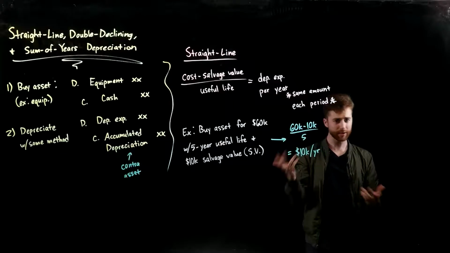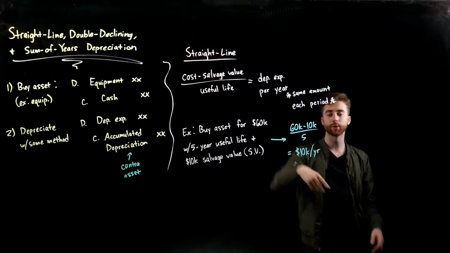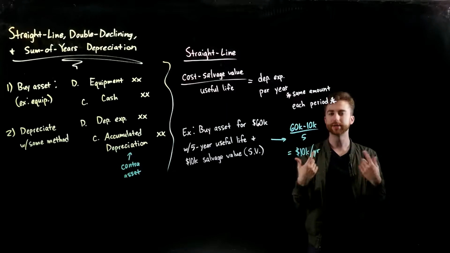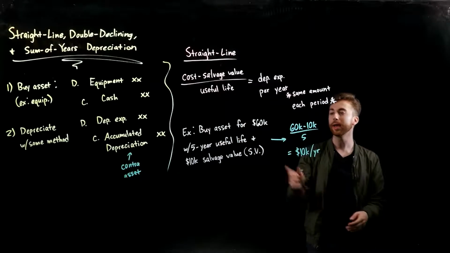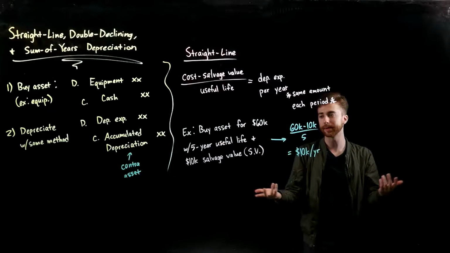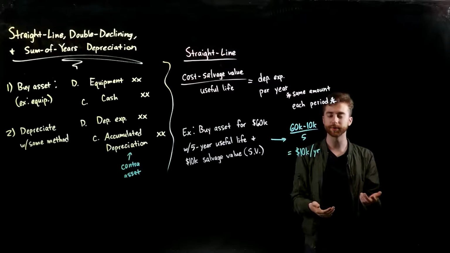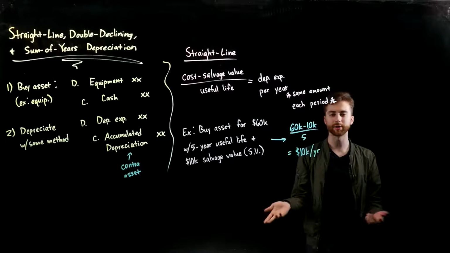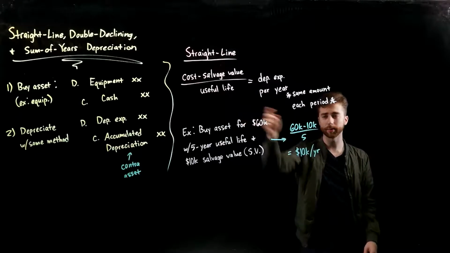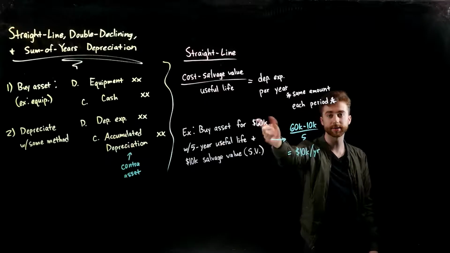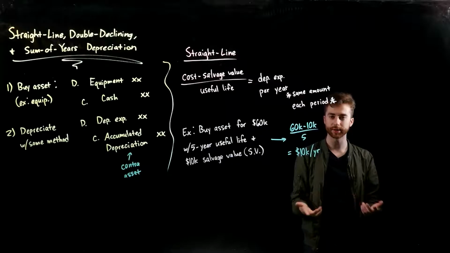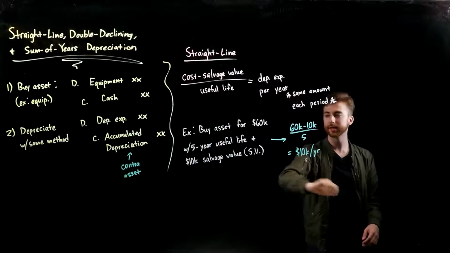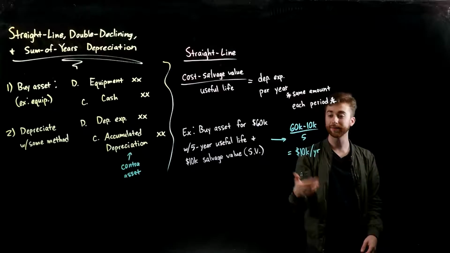And so for a quick example, and this is actually the example we're going to use for the next two methods as well, so keep that in mind as we start to go through those, this is the situation we will be talking about. Let's say we buy an asset for $60,000 and it has a 5-year useful life and a $10,000 salvage value. We'll just simply plug into the formula. We're taking our cost, what it costs us to purchase the asset, the $60,000, subtract out the salvage value, which is your $10,000. It's going to give you $50,000, divide it by your 5-year useful life, and you're going to depreciate $10,000 per year.